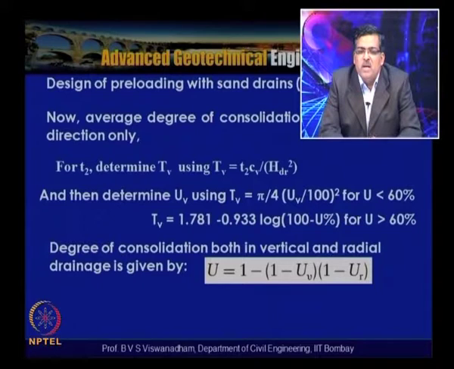So, after having obtained UV, then using the Carrillo 1942 expression, we can calculate U is equal to 1 minus into 1 minus UV into 1 minus UR. So, with that we will be able to get the average degree of consolidation considering both vertical and radial drainage.